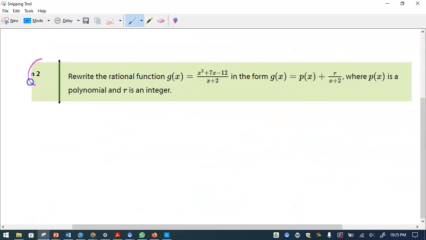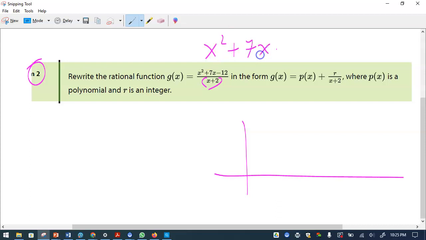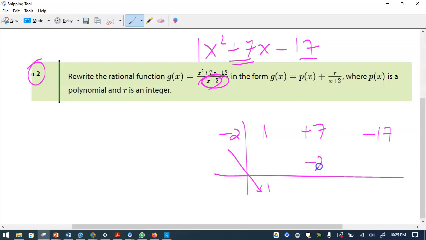So question number 2, we can use synthetic division for this. The numerator is a quadratic, so the coefficients are 1, plus 7, and minus 70. Because this is plus 2, you write minus 2, drop 1 down. Minus 2 times 1 is minus 2. This will be 5, and this will be minus 10, and you get minus 27.